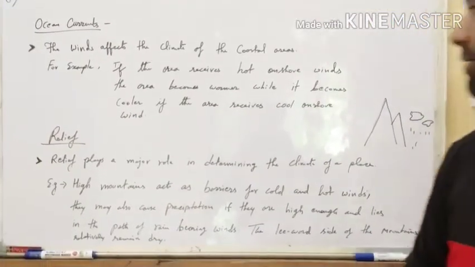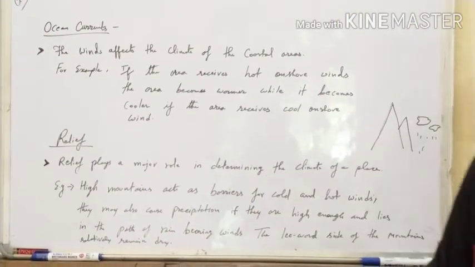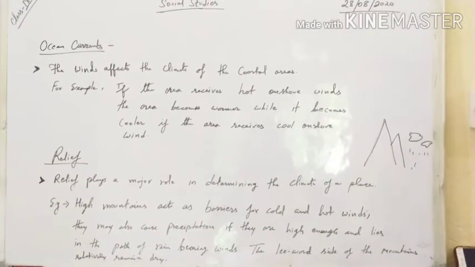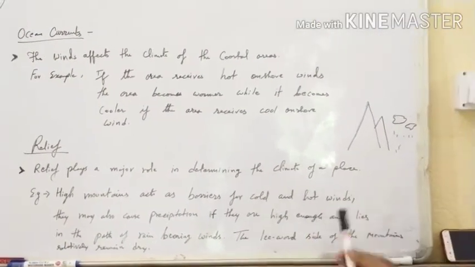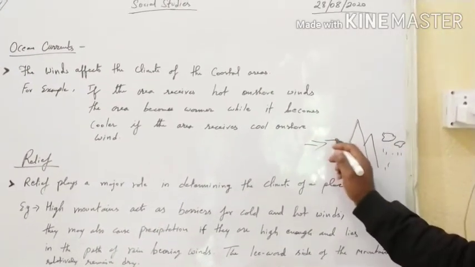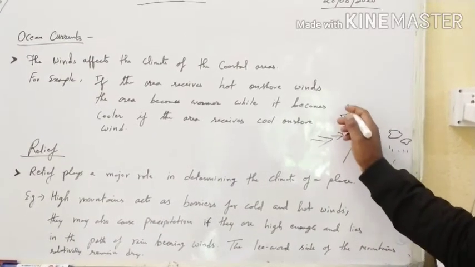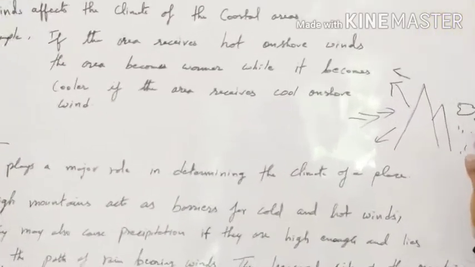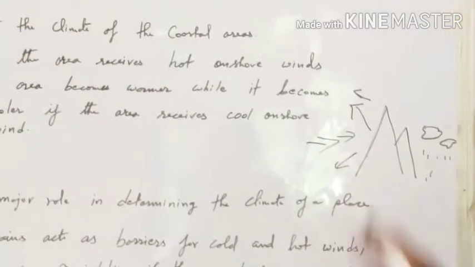Now let us understand relief. Relief plays a major role in determining the climate of a place. Obviously, it has a major effect on the climate. Let us understand with an example. Suppose there is a high mountain, it will act as a barrier for cold and hot wind. Suppose the hot wind is blowing from this side, it will be blocked here and it will divert, either upward or downward. And on the other side, the wind will not reach, and the wind will not affect the place.